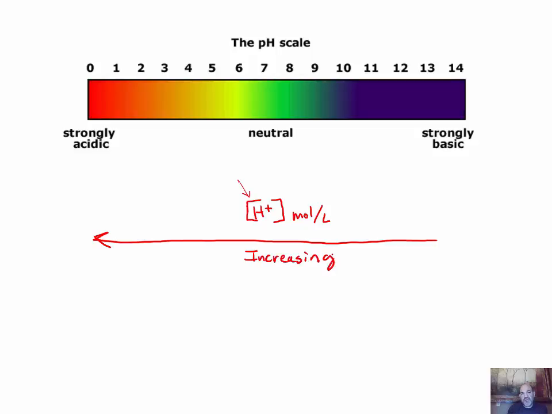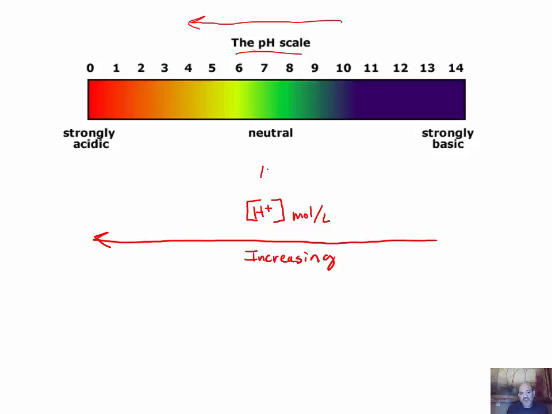And that seems a little bit weird, because if you look at the pH scale up here, as we go to the left, the scale is actually getting lower, right? So to help us understand that, we need to see what's actually going on. I'm going to draw the hydrogen ion concentration scale here.